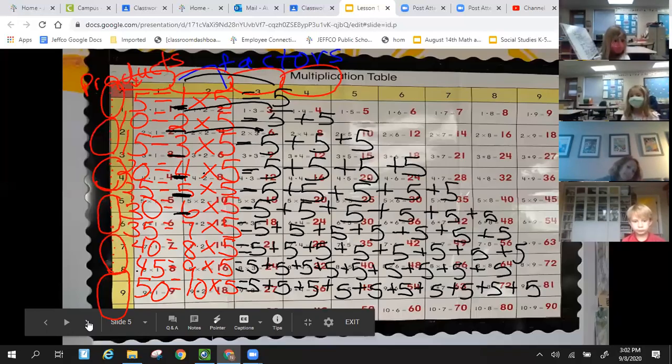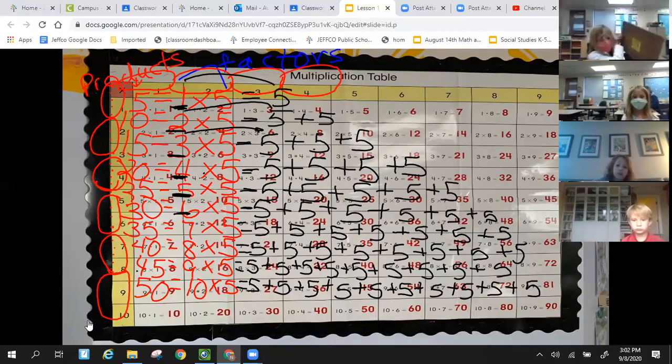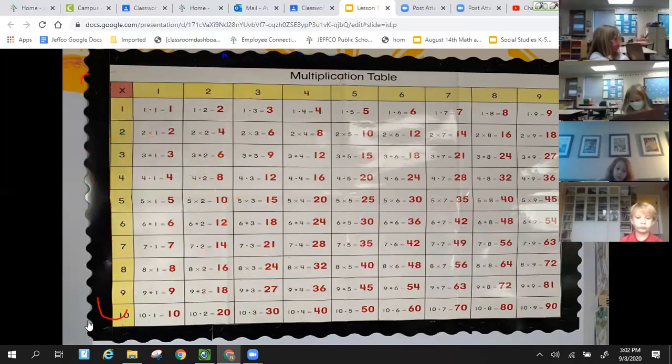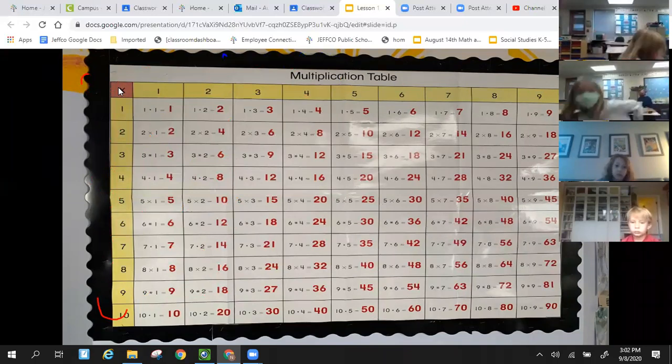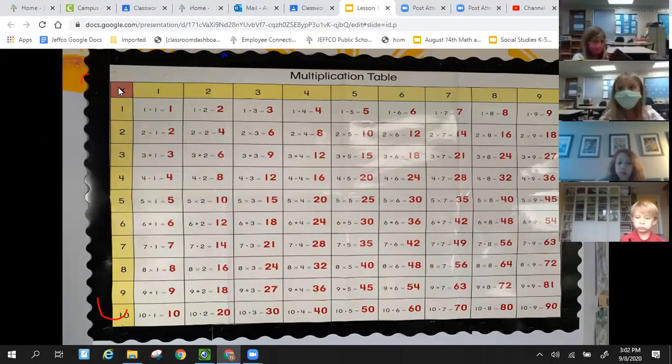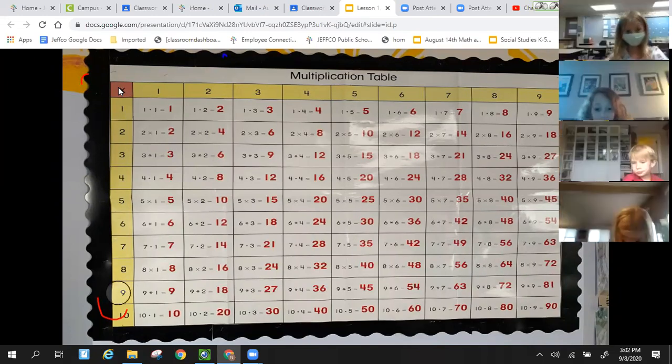All right, now let's get rid of all this. Here's what I'd like to do. Our last success criteria is to count by 5 using our fingers. And I wanted to show you, you have this in your room in Mrs. Harrison's class, and you have it in my room. You guys have it on here if you're on remote learning. This is a multiplication table. I want to show you how it works.